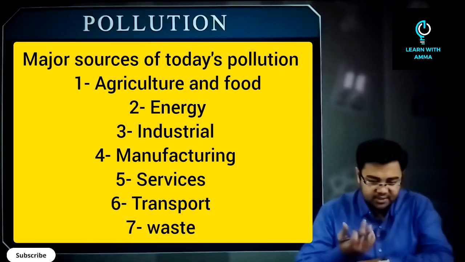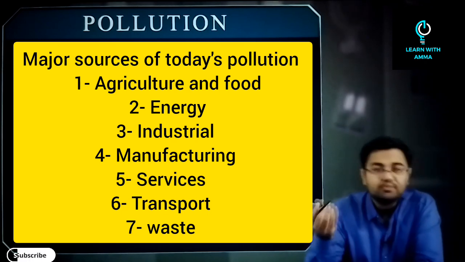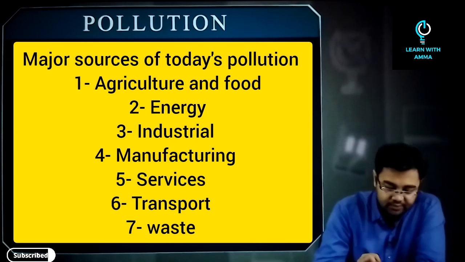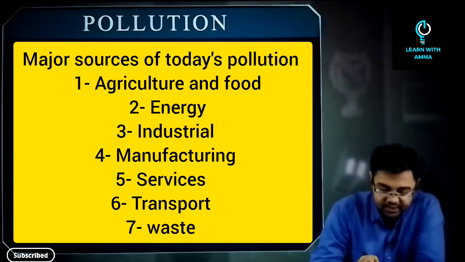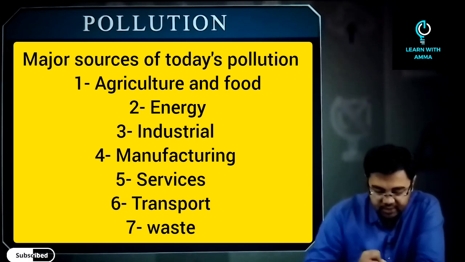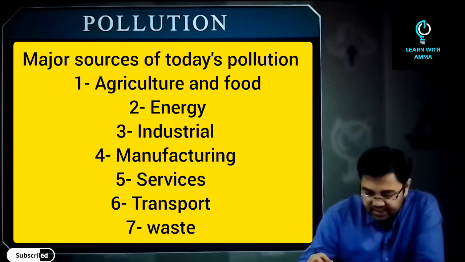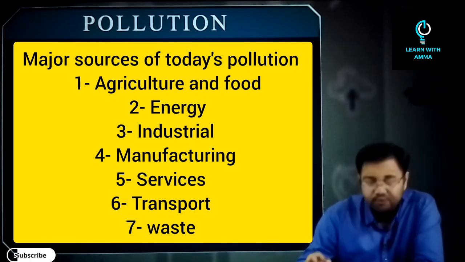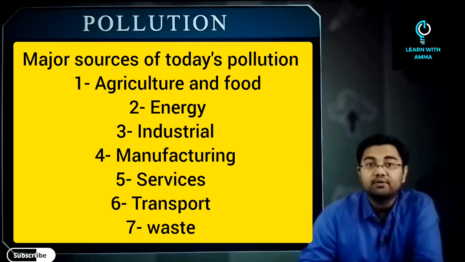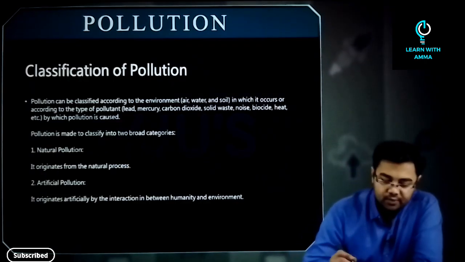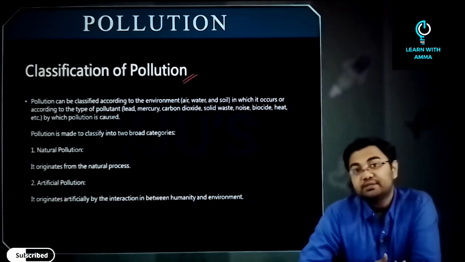So if you just look at this diagram, this is how we can summarize it. The major sources of pollution that we have: agriculture, energy, industry, manufacturing, services, transport, and waste. All these examples are given. I would ask you to just pause for some time and have a look at all these things that have been given here before moving on. Next, let's see how we can classify pollution.